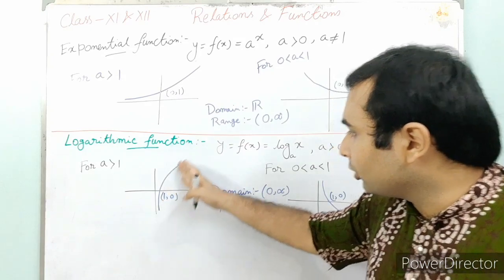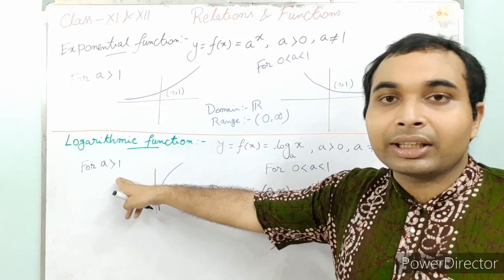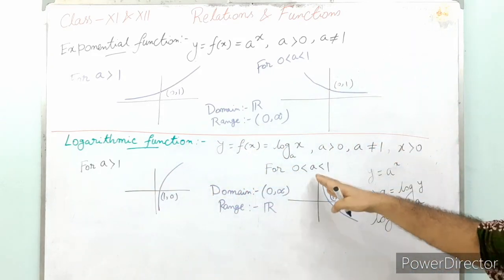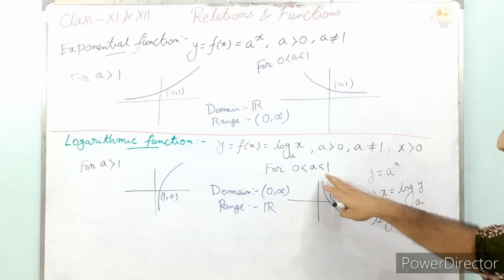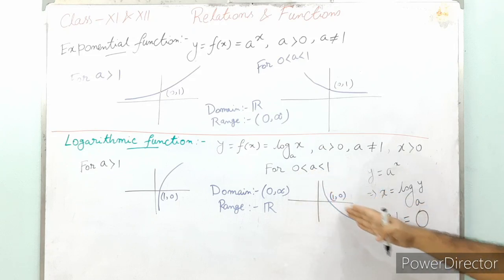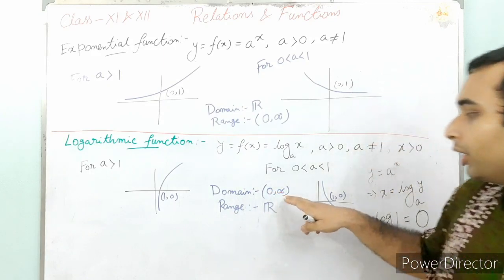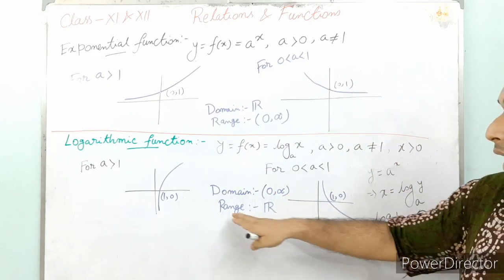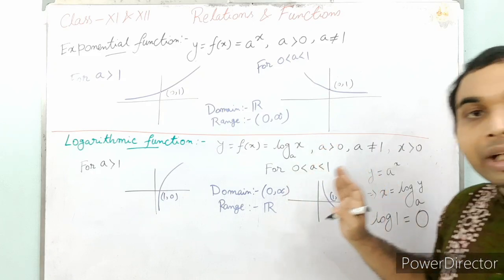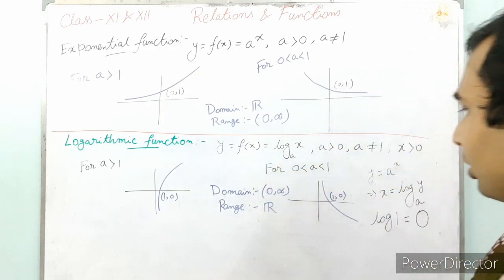So the graph will look like this whenever a is greater than 1, and whenever a is in between 0 and 1, the graph will look like this. The domain is the open interval 0 to infinity and the range is the total real number set.